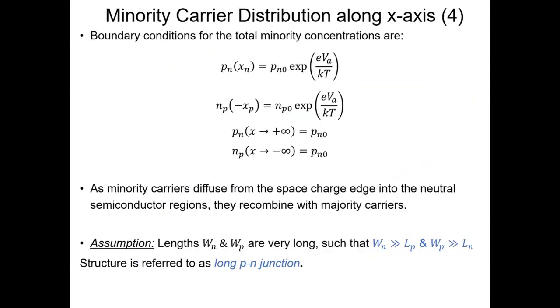Okay, so let's put things together. We got this equation, which is the minority carrier holes at the n side at x equals xn. We got this equation, which is minority carrier electrons at the p side at x equals minus xp. We got the thermal equilibrium hole concentration at the n side, and the thermal equilibrium electron concentration at the p side.